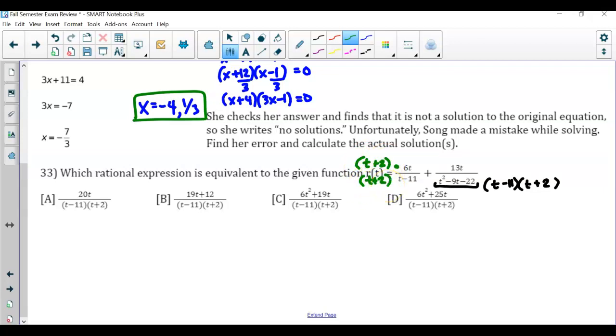That's why we're going to multiply 6t by t plus 2 here. So now that we've got that common denominator, we're going to go ahead and distribute. So 6t times t plus 2 is 6t squared plus 12t. And nothing needed with 13t because it was already over the two factors that were needed. So now notice when you combine like terms, 12t plus 13t is 25t. That's why the answer is B.